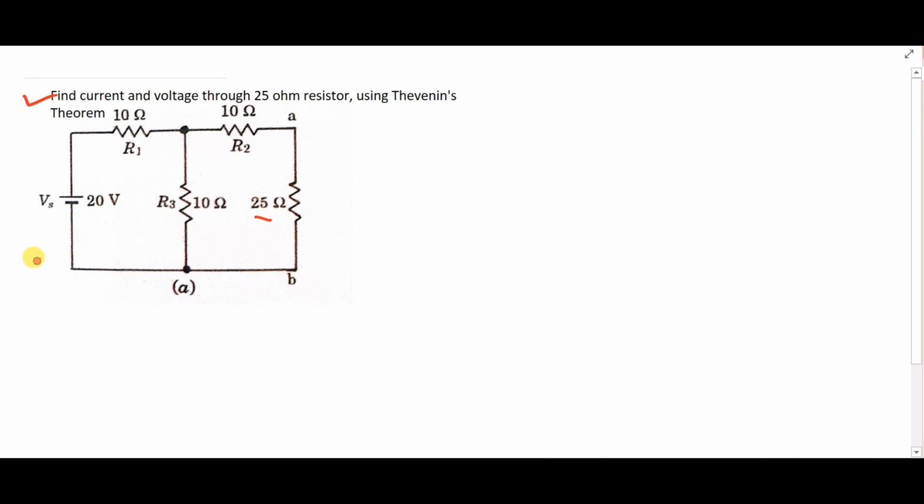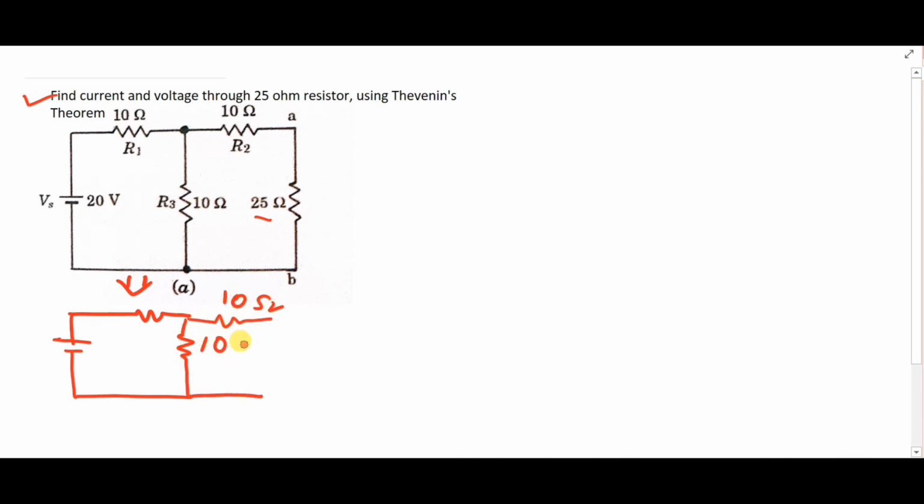Let's draw it, and our network will be that's how our circuit will look. Since we want to determine the current through and the voltage across the 25 ohm resistor, our first step is to disconnect the 25 ohm resistor from the original network. The resulting network is shown over here. Then we have to determine VTH and RTH.